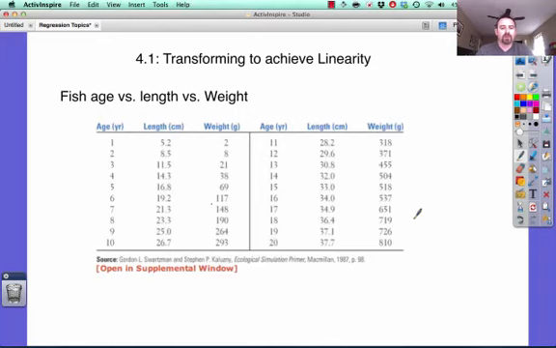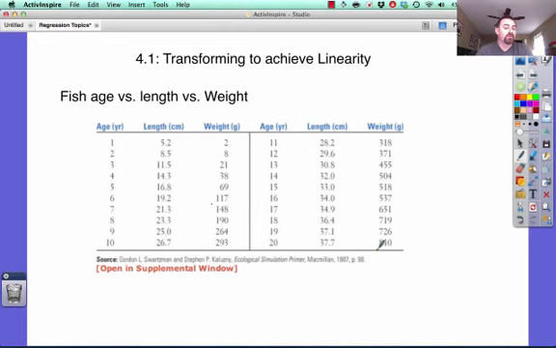Okay, everybody. We're going to look at section 4.1, which we skipped over intentionally earlier on. This section is about transforming to achieve linearity. We're going to start off with some data and then talk about how to deal with it. What I have is data on fish age versus length versus weight.